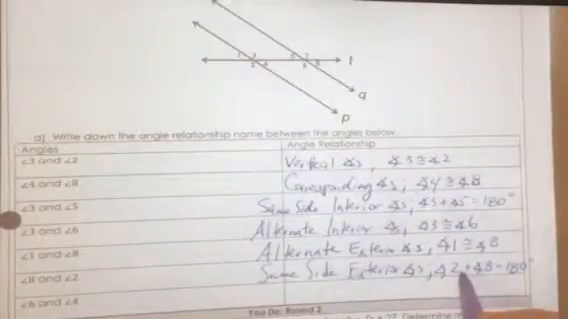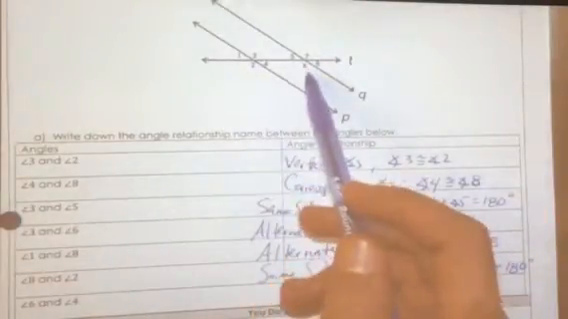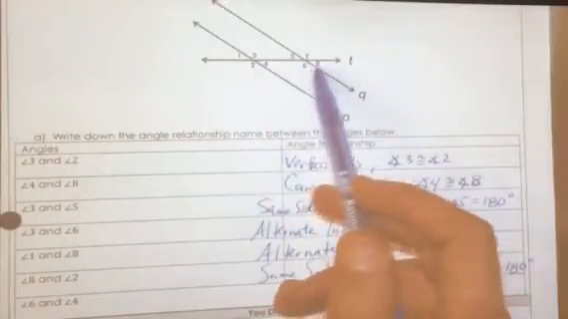And if it's hard for us to know that same side exterior angles are supplementary, again, we can use relationships that are easier. So we could say 2 corresponds with 6. That's the screenshot. And then 6 is supplementary with 8. So if 2 is the same as 6 and 6 is supplementary with 8, that means 2 is supplementary with 8.